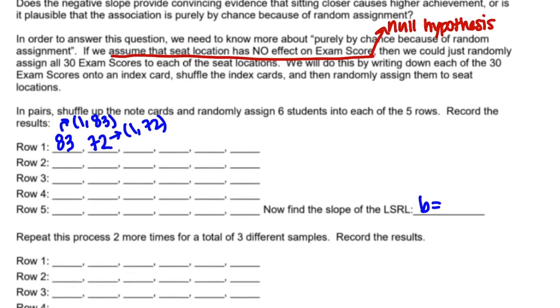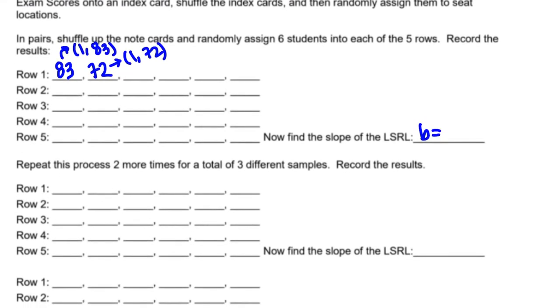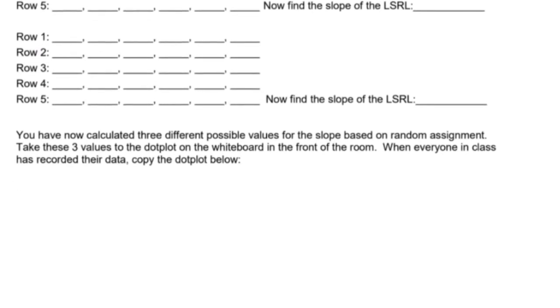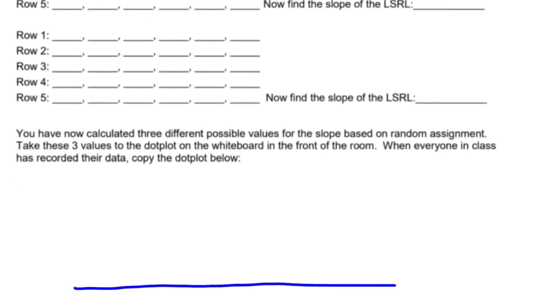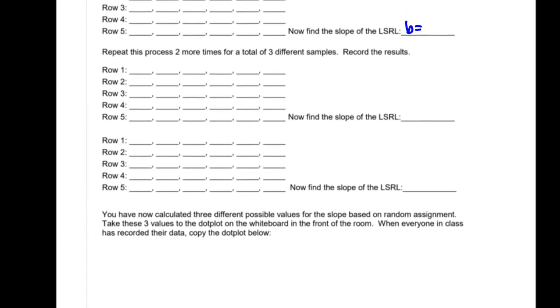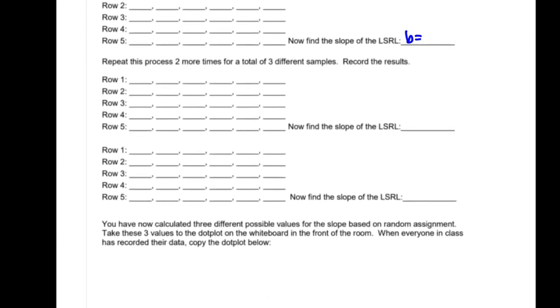Find a slope, repeat this process 2 more times. And then what you're going to do with that is, if we're at school here, we'll put a dot plot on the board. We'll have all of our slopes on the x-axis, and then you'll put a dot for each of your 3 slopes, and then the whole class will do that together, so that we'll create what you should be used to as a sampling distribution of all the different slopes possible from randomizing the scores with the rows.